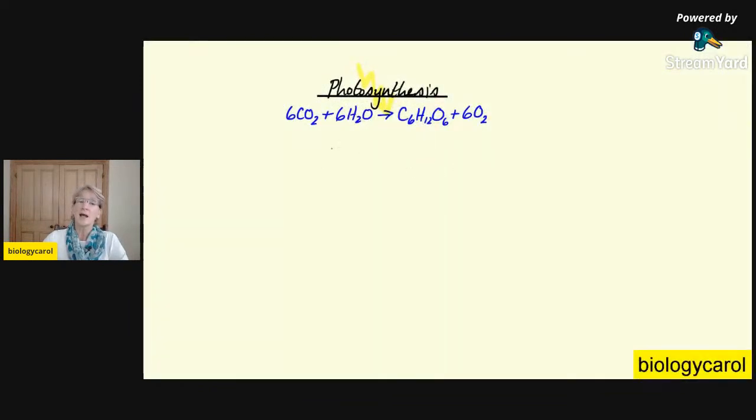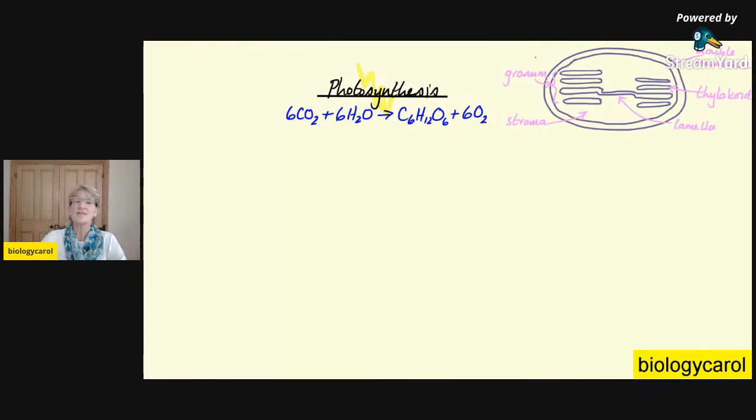So, a really quick summary of photosynthesis. You'll remember, this will almost be nostalgic for you. This is your GCSE summary equation for photosynthesis. Sadly, you probably know that it is far from this simple. And this reaction takes place in the chloroplasts in the leaves of the plant.